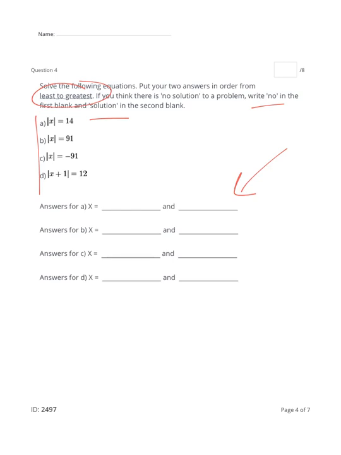It ends up being letter C, because that one is saying take the absolute value of something and get a negative 91. Well, you can't do that. So in that letter C, you'll put no, and then you'll put solution in the other box, once you type them in.